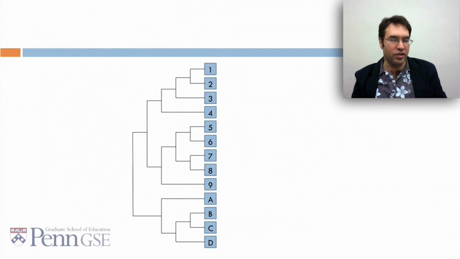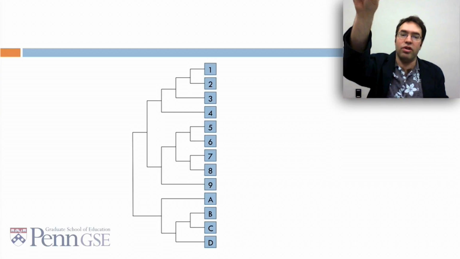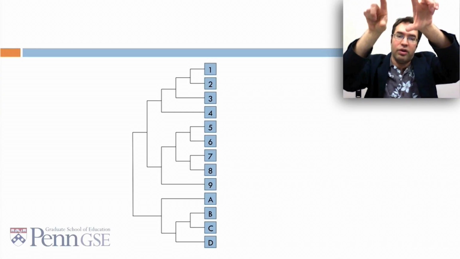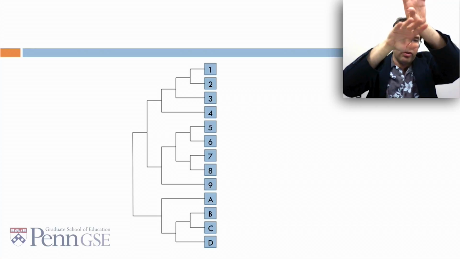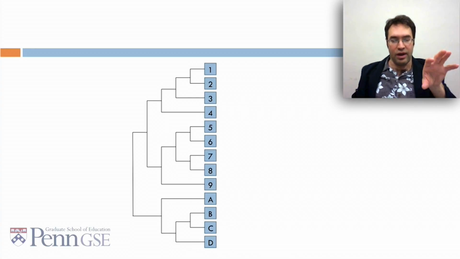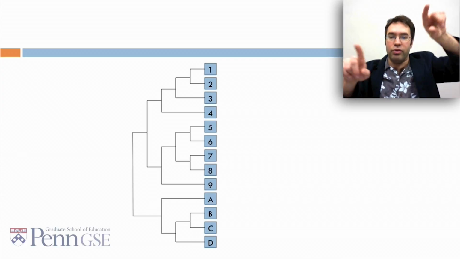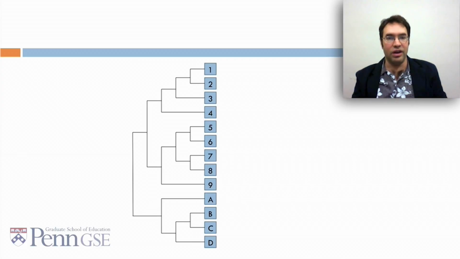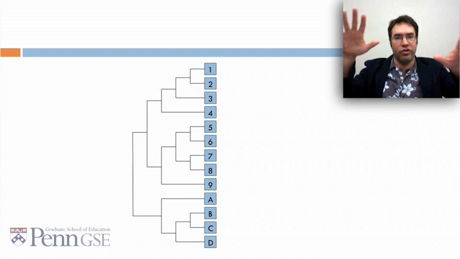Another way of looking at this is a dendrogram. So you'll see that 1 and 2 cluster together, and then those 2 cluster together with 3, and 1, 2, and 3 cluster with 4. And then 1, 2, 3, and 4 cluster with 5, 6, 7, 8, and 9. And then finally, 1 through 9 cluster with A, B, C, and D. So this really allows you to see the full structure in your data.